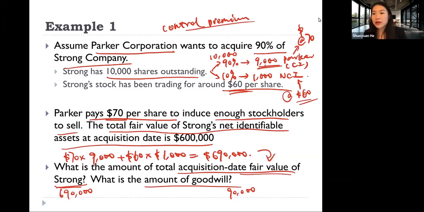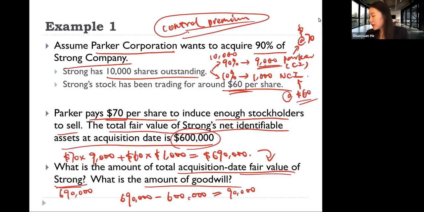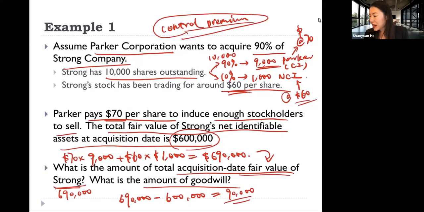And what is goodwill? Goodwill, as we said, is the difference between the fair value of the firm minus the fair value of the firm's net identifiable asset. So that is basically 690,000 minus 600,000, and that is 90,000. So this is the first example: in the presence of a controlling interest, how do we calculate total goodwill? And then let's look at another example.